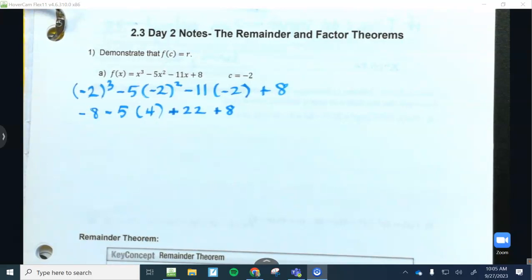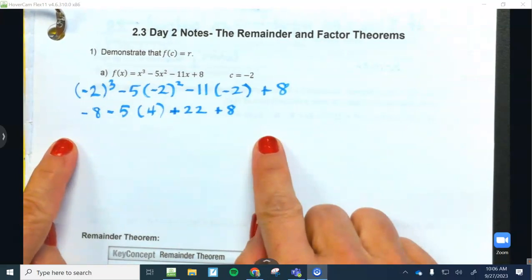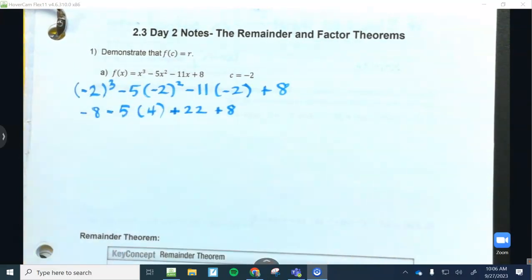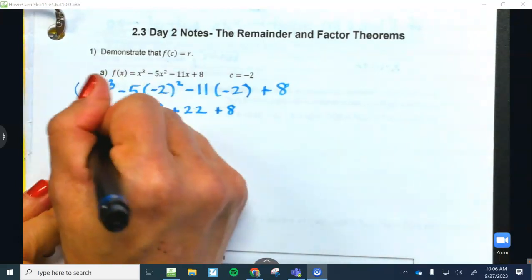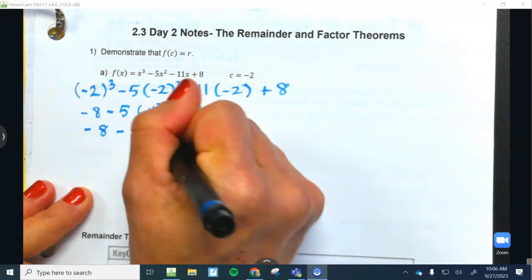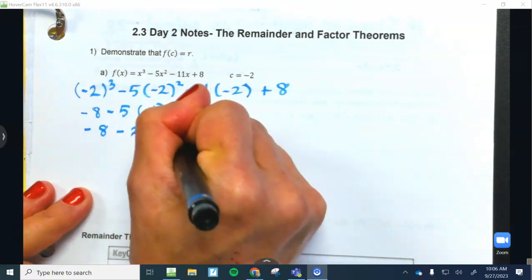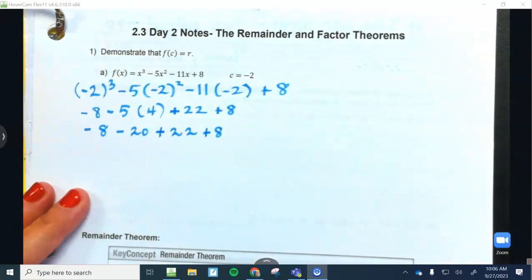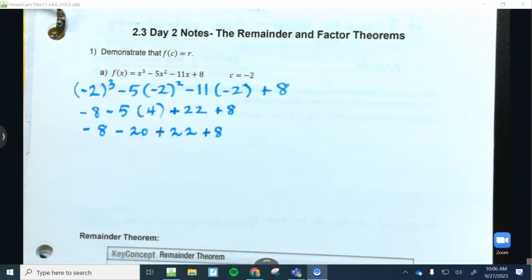Okay. All right, so while we plug this in, we have a -8 and then a -5 times a 4. That's going to be a -20. I'm going to bring down the rest of my work from the previous line. What does that simplify to? 2. A 2. That's right.